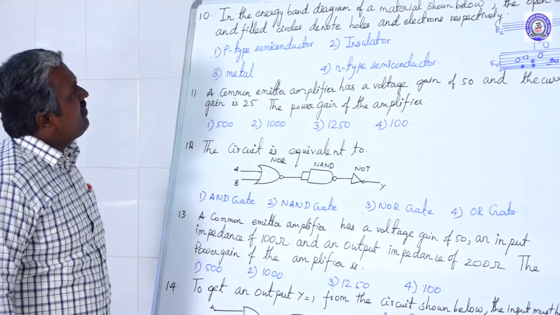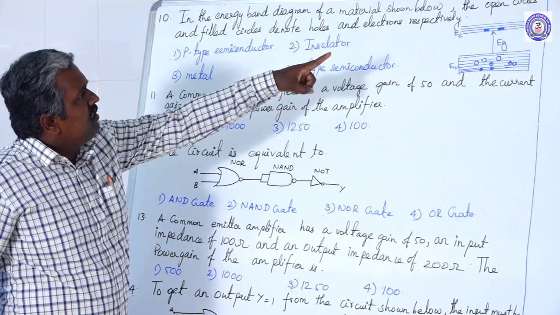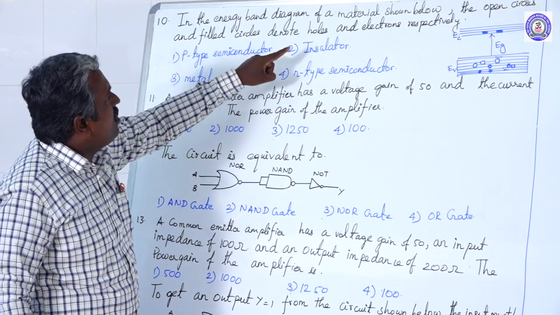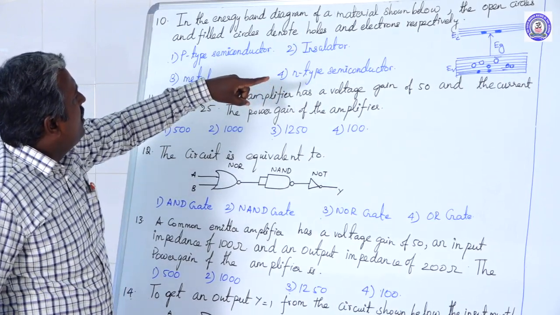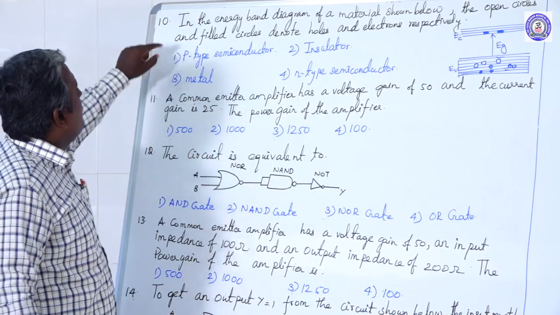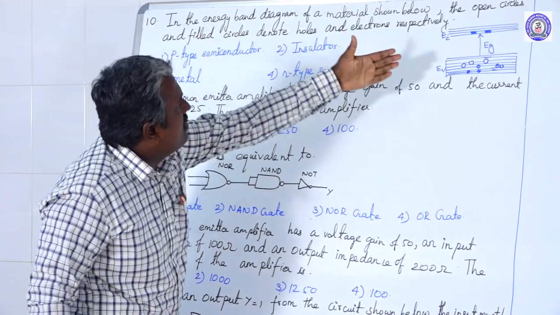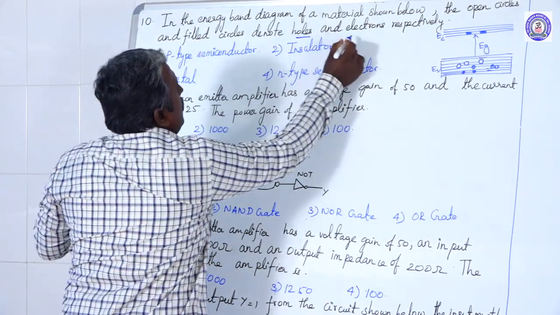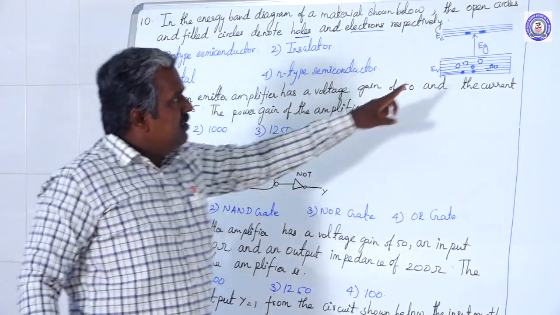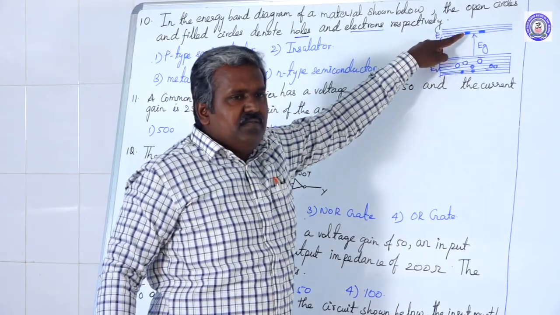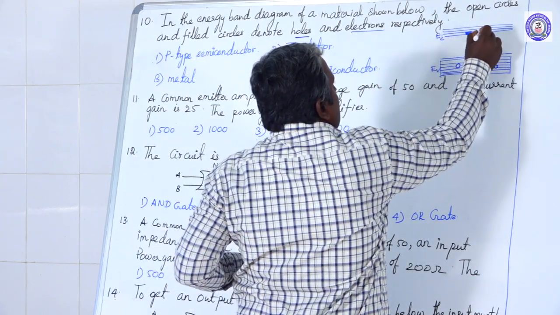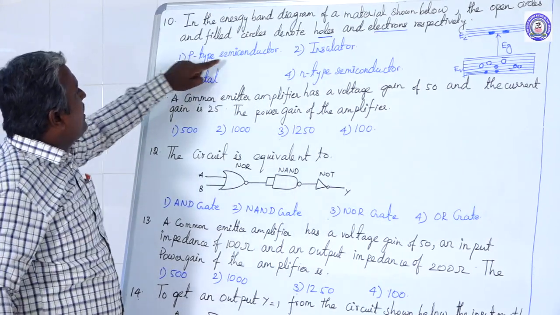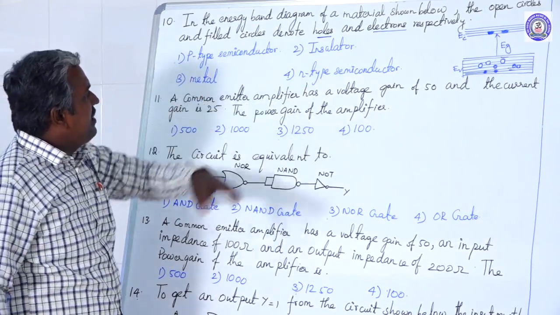In the energy band diagram of a material shown below, the open circles and the filled circles denote holes and electrons respectively. That means in the energy band diagram of a material shown below, the open circles are holes, and the filled circles are called electrons, respectively. The options are P-type semiconductor, insulator, metal, N-type semiconductor.